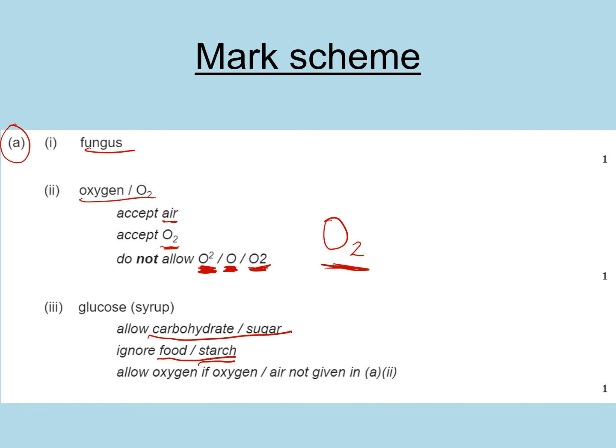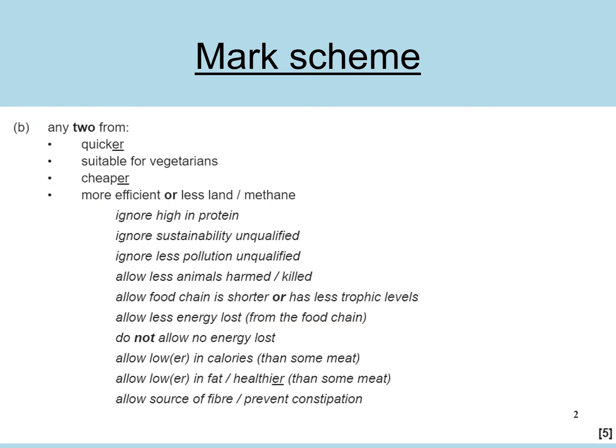Now, if you hadn't given oxygen in part 1, they would have allowed it in part 2. Sorry, part 2 to part 3. And these are the answers in relation to eating corn instead of eating meat produced from animals. Now, remember, this is a comparative question. So they're asking you for the advantages of corn compared to factory farming. So quicker is needed. If you say quick, that's not good enough. You have to say quicker because you're comparing it.